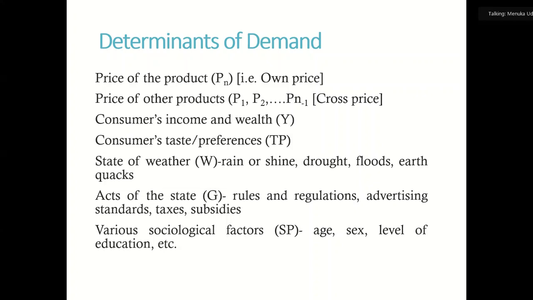Then state of weather. Rain, drought, floods. For example, there's a higher demand for ice cream on a very hot day, right? Higher demand for umbrellas on a rainy day. So state of weather, then acts of state, rules, regulations, advertising, taxes. If the government imposes a tax, or what we call a tariff, on imported potatoes, then that might raise the price of potatoes. That will affect the amount that I buy.